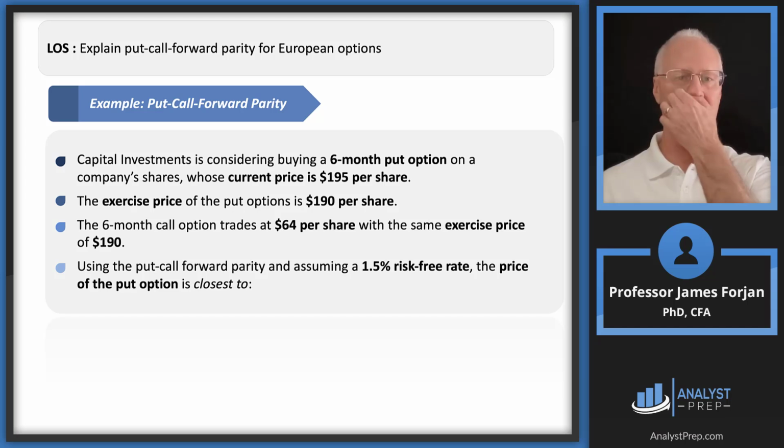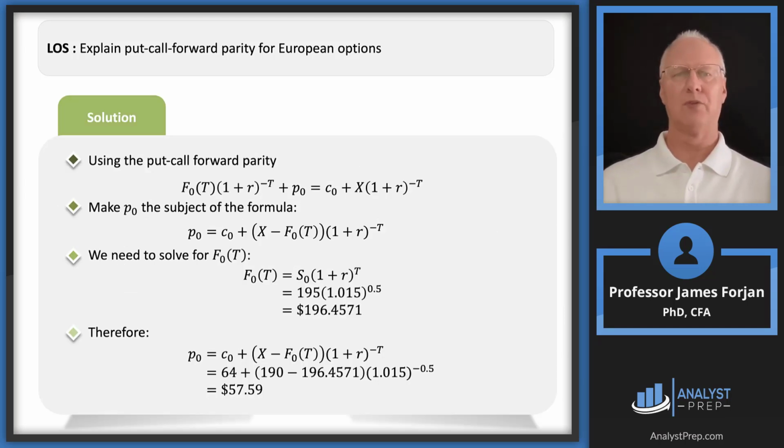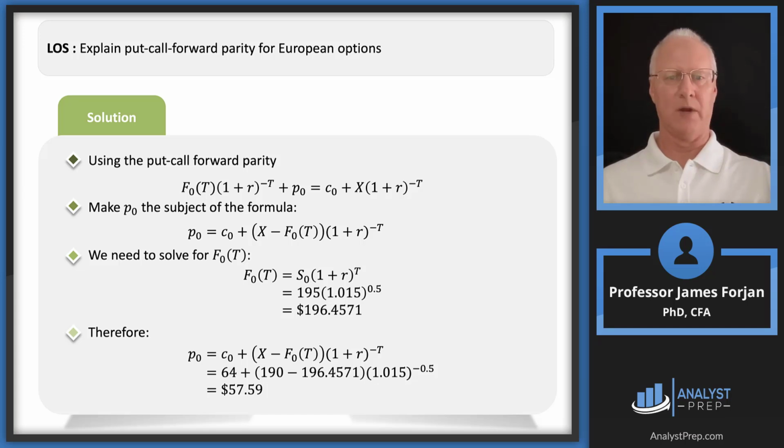So we can do a quick example here to end. 6-month option, $195 per share. Exercise price, $190. 6-month call option, exercise price of $190, right? So still 6 months, still the same exercise price. There's the risk-free rate. The price of the put option is closest to... So we need to go ahead and compute that forward price. What were we told? The stock price was selling for $195. So let's compound it out right there in the middle. Take the $195 times 1.015, raised to the 1/2. Once again, right, 6 months.